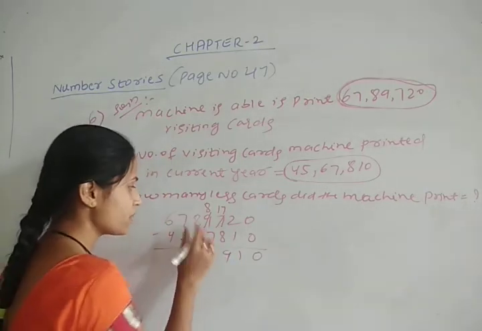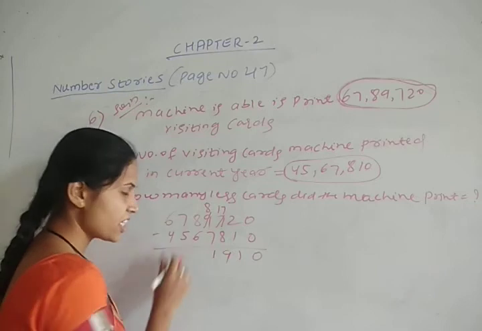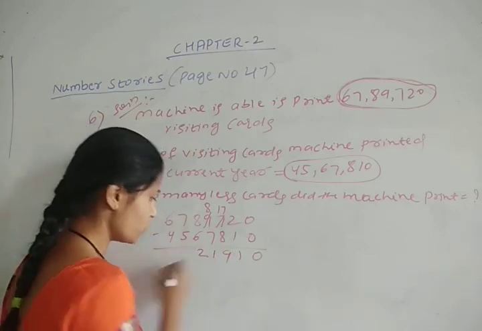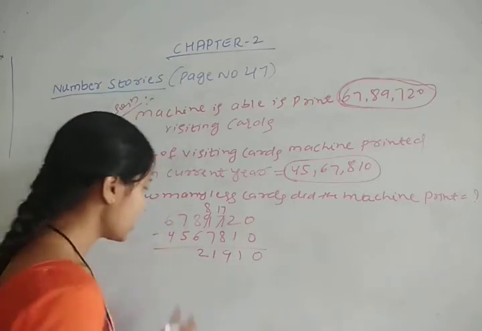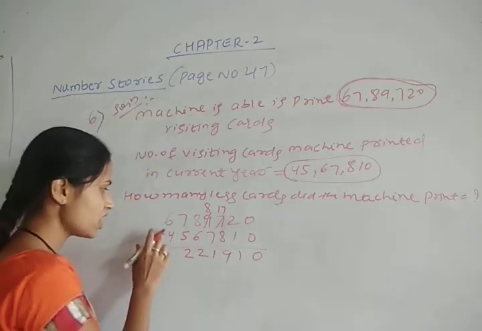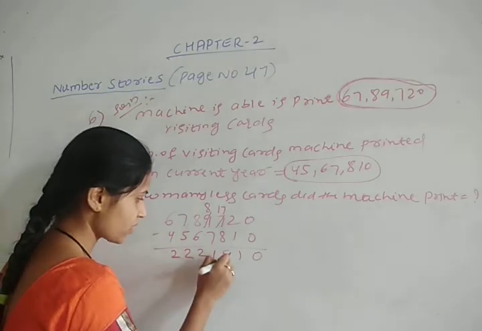Okay. Now 8 minus 7 is 1. 8 minus 6 is 2. 7 minus 5, if you subtract 5 from 7, you will get 2. Now see here, 6 minus 4 is 2 only. Okay.